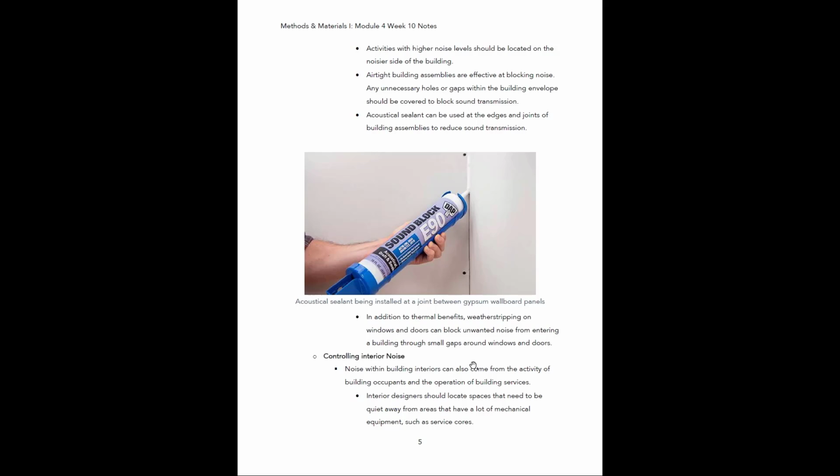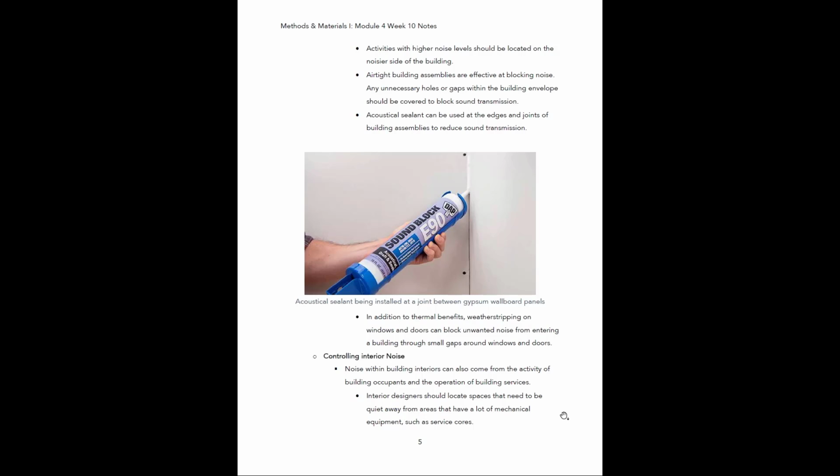All right, so now controlling interior noise. Noise within building interiors can also come from the activity of building occupants and the operation of building services. Okay, so the people within the building are going to be making noise. That's going to be the primary sound source, but then you also have mechanical equipment or some sort of system where the building's providing a service. Anything that utilizes that service is probably going to be making some level of noise.